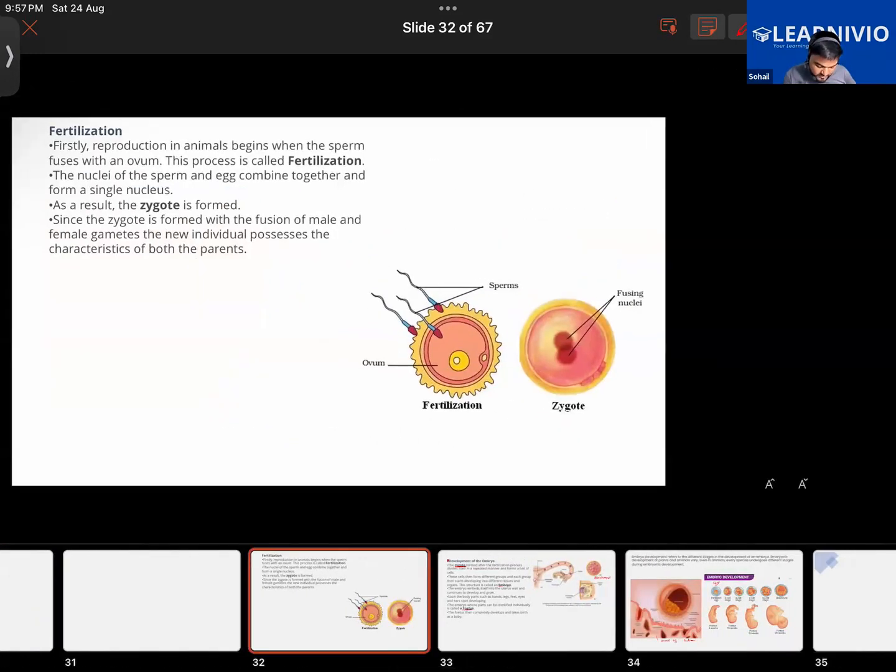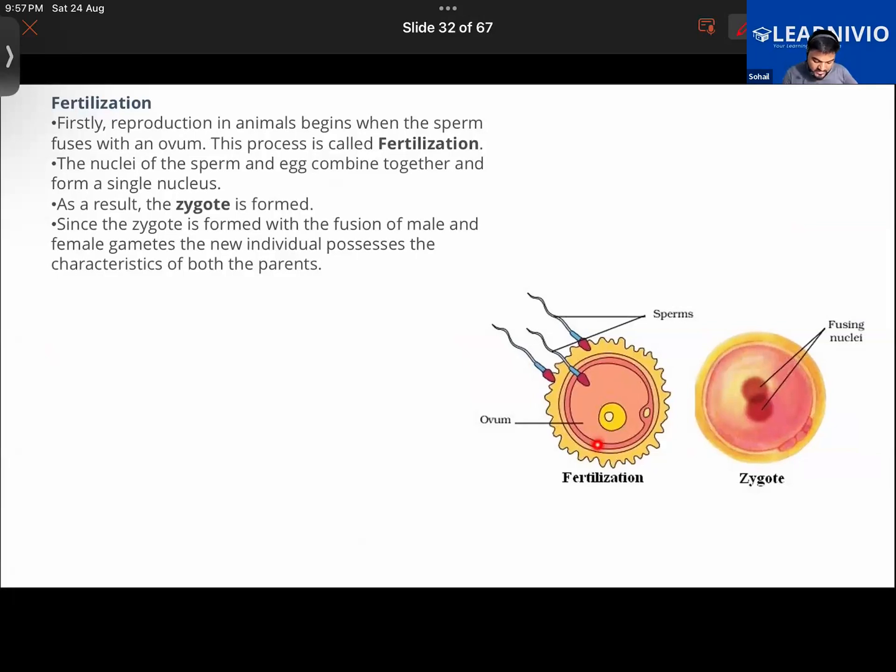Have a look at this one. Once fertilization has taken place, these are sperm, this is ovum. Their nuclei are fusing. As we know, the head of the sperm contains the nucleus. It will go further, and all the other parts remain behind. Only the head would be going here, and the nucleus of the sperm and the ovum would be fusing. As you can see, they are fusing together, and the zygote is formed. This zygote is a single cell structure.